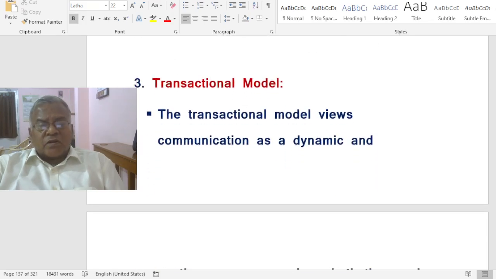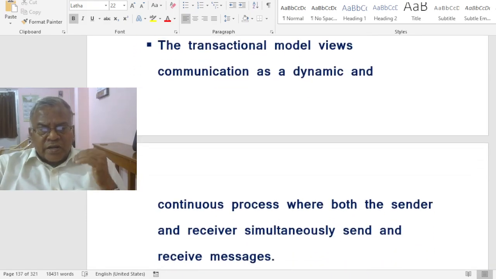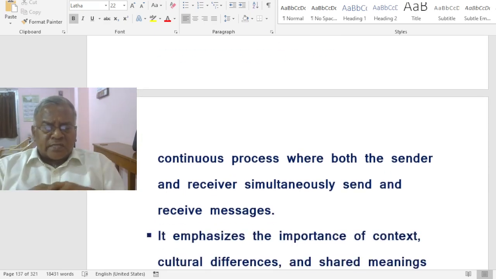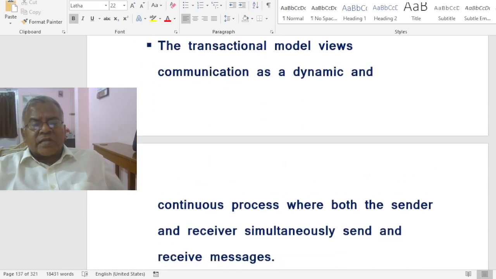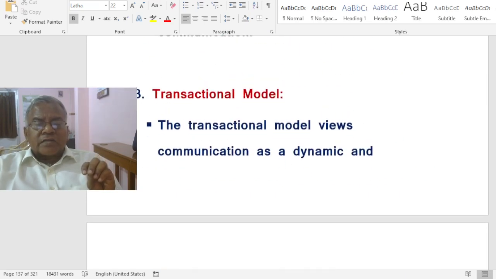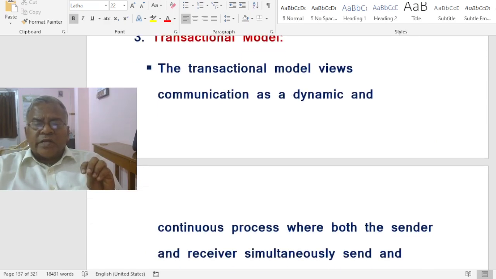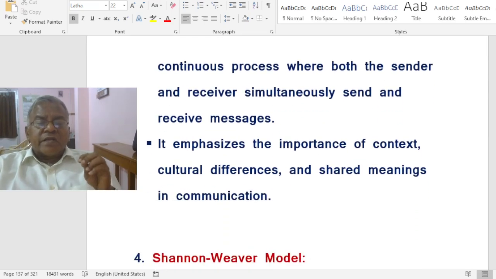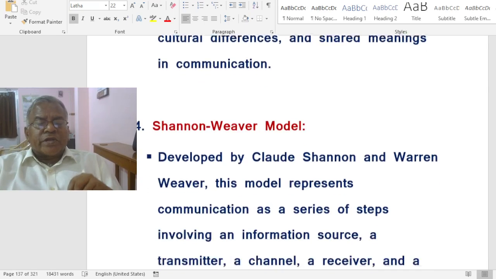Then the transactional model. The transactional model of communication views communication as a dynamic and continuous process where both the sender and the receiver simultaneously send and receive messages. That is called a transactional model. It emphasizes the importance of context, cultural differences and shared meanings in communication.